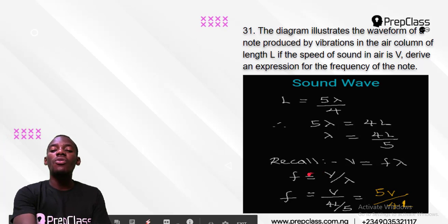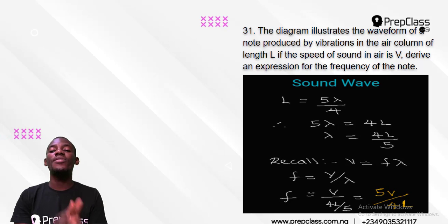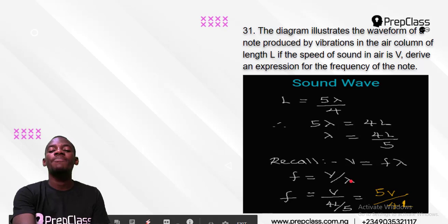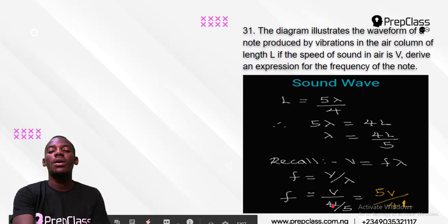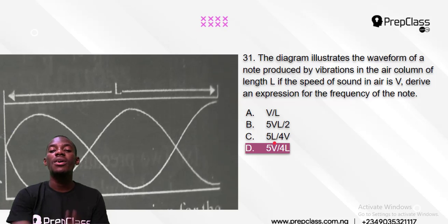Good. Now, to get my frequency, I'll plug in my value for lambda into the equation, because I was not given my v. I was told to find my frequency in terms of v. So what's my lambda? From here, I have my lambda as 4 length over 5. So put it in for lambda. That will become f equals v over 4 length over 5. Since there's a 5 under here and there's a division sign, the 5 will go up. That will become 5v over 4 length. And that's my answer for frequency, 5v over 4 length.